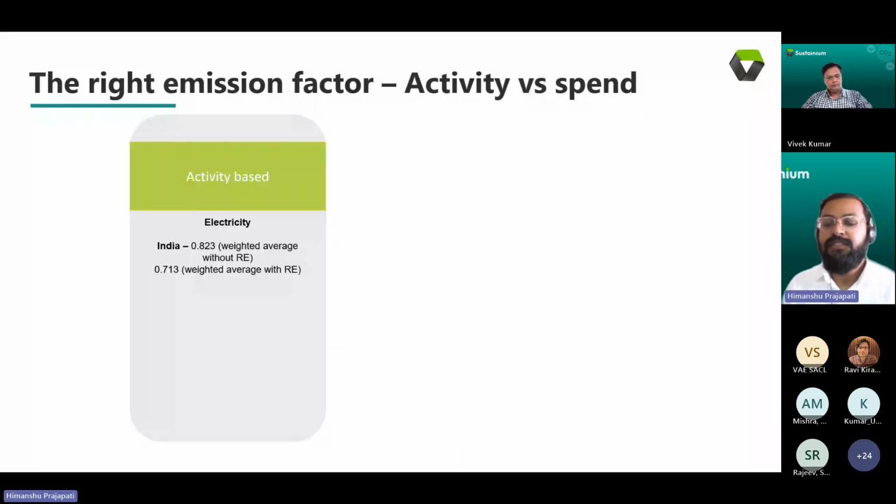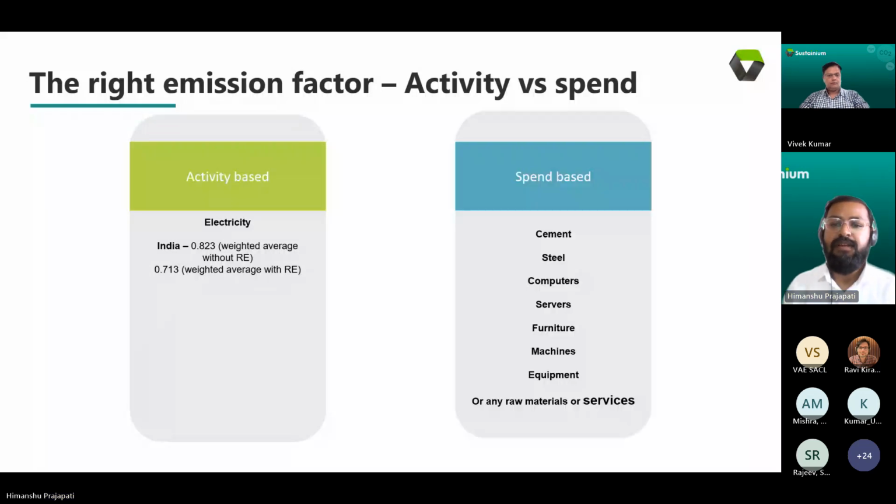Again, once you deep dive into the categories such as spend based or activity based, right? In case of electricity, it is activity based. In case of spend based, you might purchase services, or you can purchase goods, which is another category in scope 3. So goods and services which you buy. In that case, you may also report based on the amount that you spent on that particular commodity.